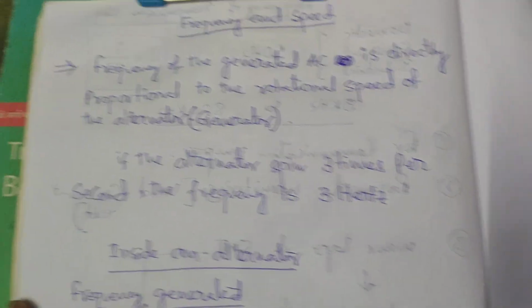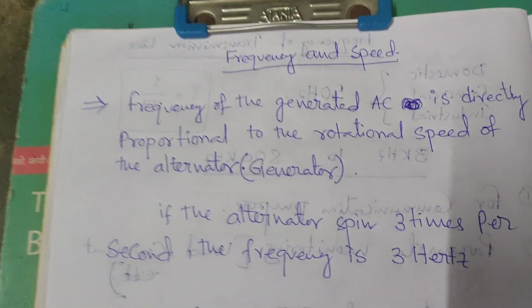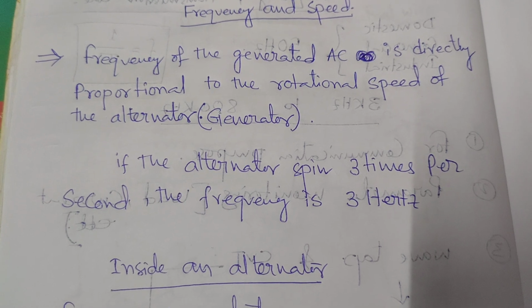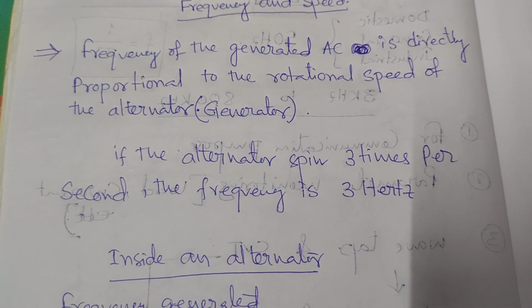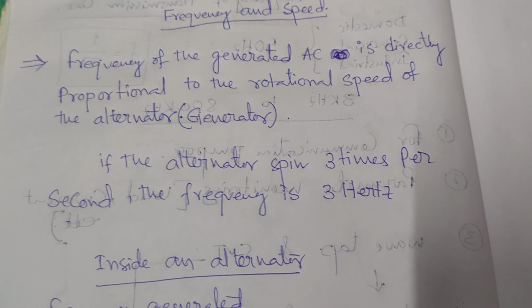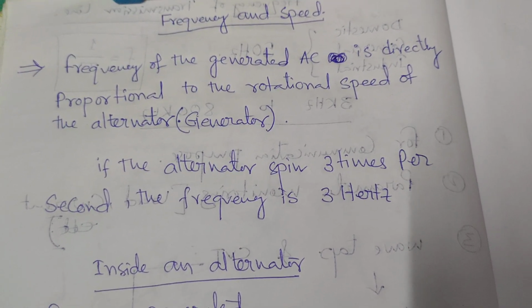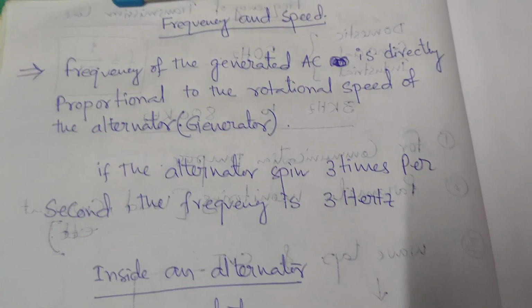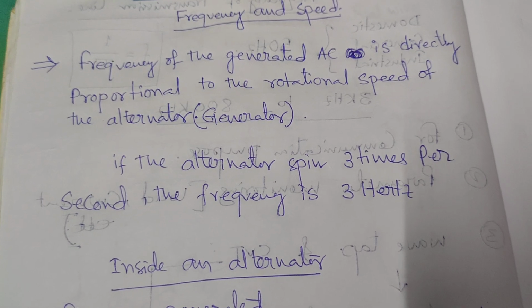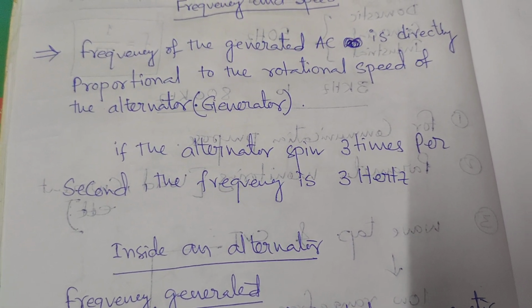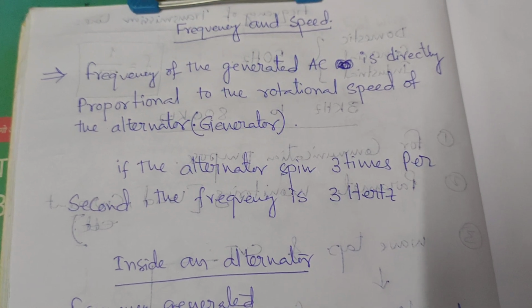So the frequency and speed are very important to remember. In the AC generated voltage or AC generated current, by maintaining the 50 Hz frequency, we are generating the MMF and also the EMF. So it is very important to remember the frequency and speed.